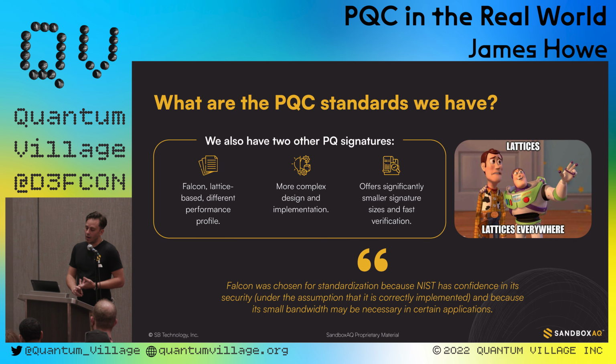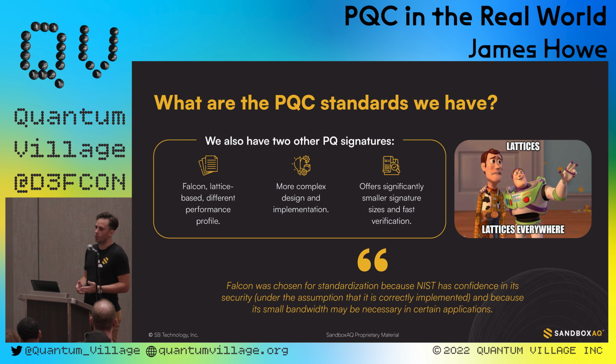There are two other signature schemes as well. One of these is called Falcon, and it's also based on lattice-based cryptography. It has a slightly different performance profile. It's very complex to implement, so that might be one of the reasons why it wasn't selected as the primary candidate. But it has a lot of pros as well, so the signature size is significantly smaller.